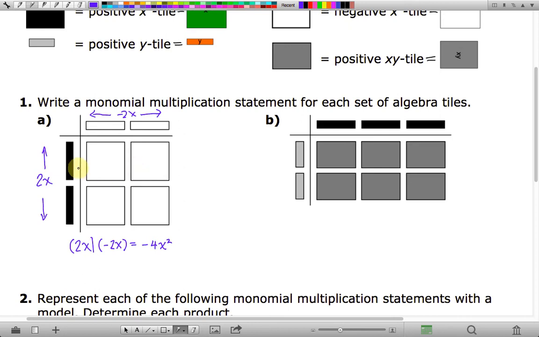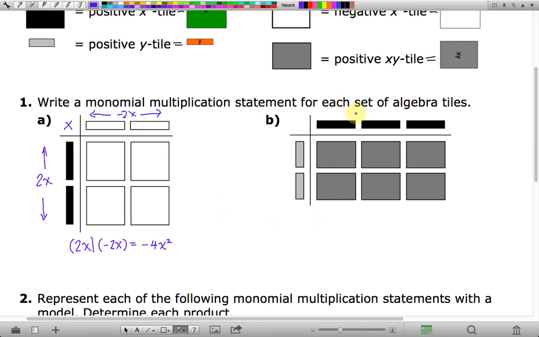You can look at these individually. You can see how they're lined up, that an x times a negative x gives you a negative x squared, and x times another negative x gives you another negative x squared, and so on. That gives us all 4 of these negative x squared tiles. If it helps you to remember, you can write the multiplication symbol here. This is a multiplication that we're doing.